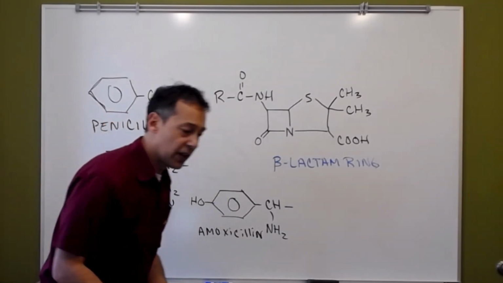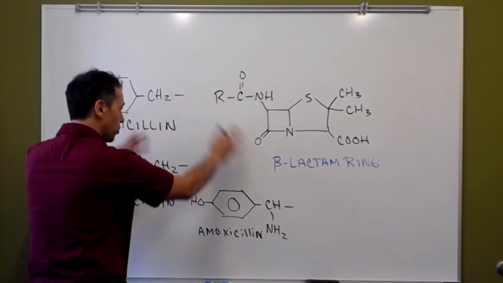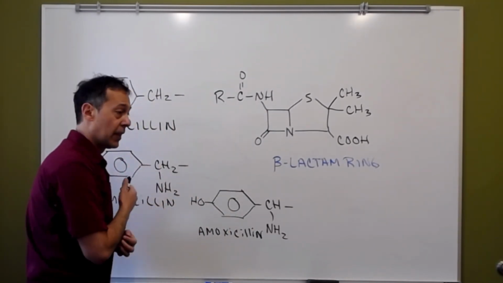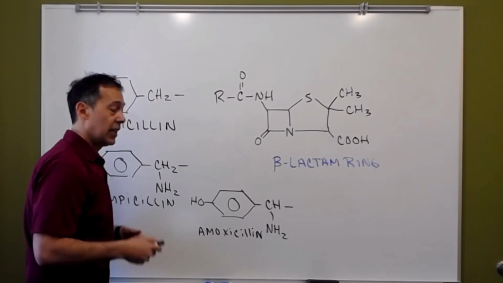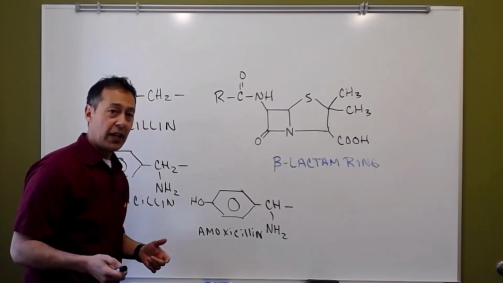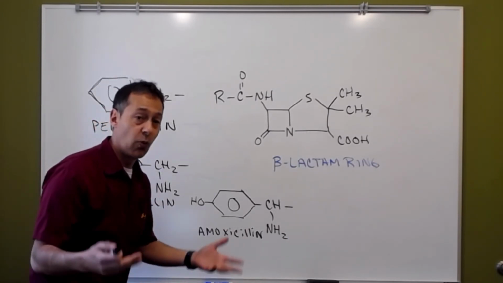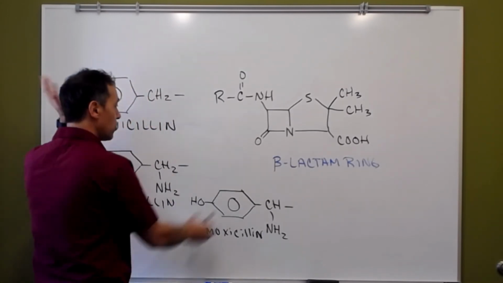Now, don't worry about the names or the structures. The point of all of this is all of these structures are fairly similar, and they are competitive inhibitors of an enzyme that helps bacteria to grow cell walls. And so that's how these work to kill bacteria.